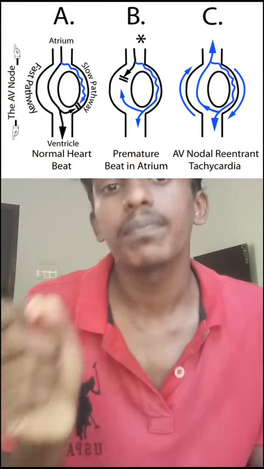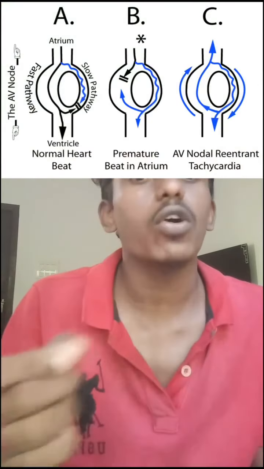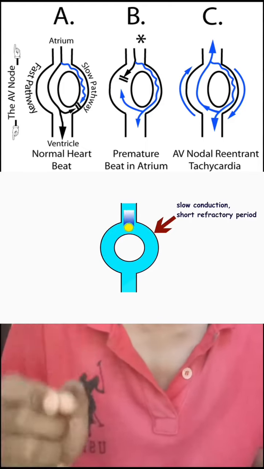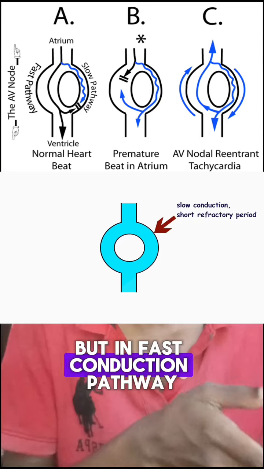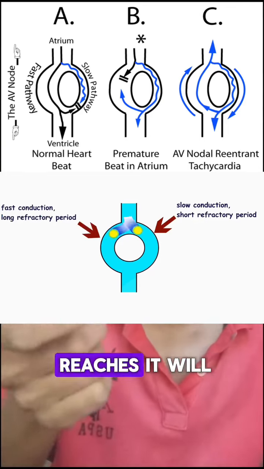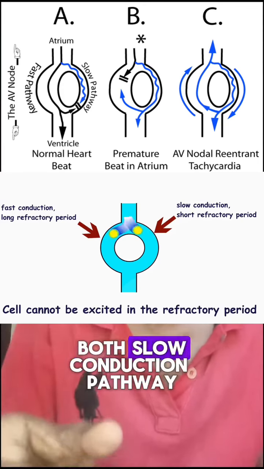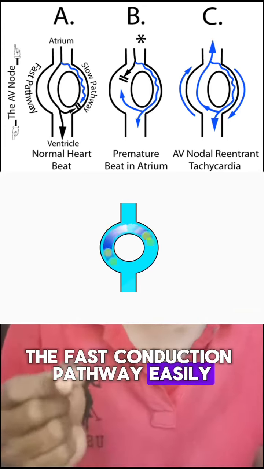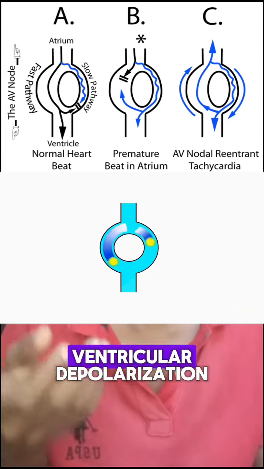Normally, your AV node has two pathways, one slow conduction pathway and one fast conduction pathway. Slow conduction pathway means it will carry the impulse slowly, but it has a shorter refractory period. But in the fast conduction pathway, the refractory period is longer. So when an impulse reaches, it will enter both the slow conduction pathway and the fast conduction pathway. The fast conduction pathway easily carries this to the ventricle and that causes a ventricular depolarization.